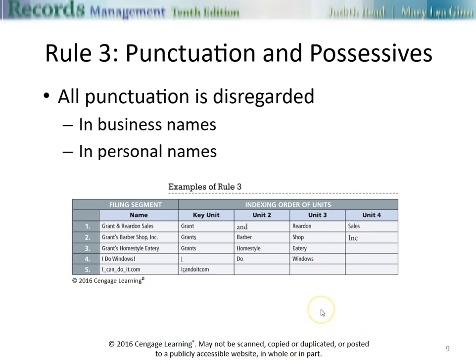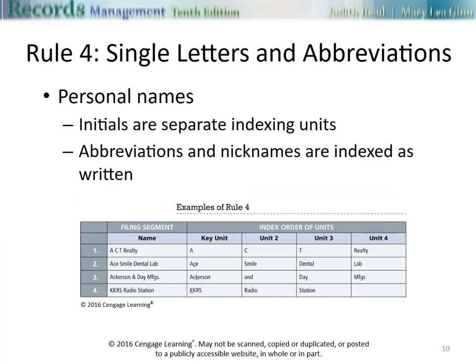Also, by removing these punctuation marks and disregarding possessives, it makes searching faster, and it also eliminates mistakes that might be caused by apostrophes or even hyphens.